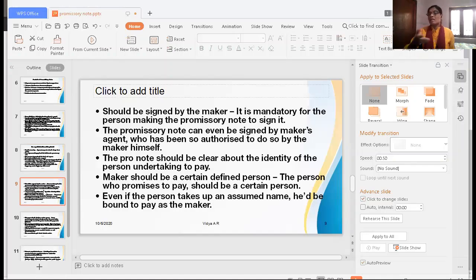ഇനിയിപ്പോ മേക്കർ തന്നെ അത് സൈൻ ചെയ്യണം നിർബന്ധമൊന്നുമില്ല. അയാൾക്ക് ഒരു റെപ്രസെന്റേറ്റീവ് ഉണ്ടെങ്കിൽ ആ റെപ്രസെന്റേറ്റീവ് ചെയ്യാം. ആ റെപ്രസെന്റേറ്റീവിന് ഓതറൈസേഷൻ ഉണ്ടായെങ്കിൽ, and who has been so authorized to do so by the maker himself.